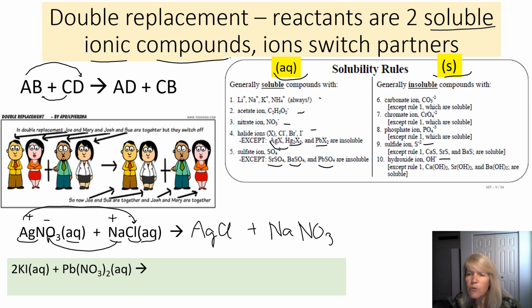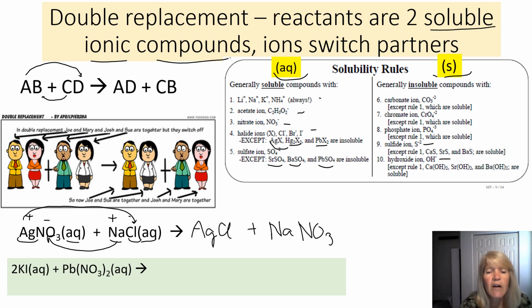So these are the rules. You don't have to memorize them. They're on your periodic table. You'll always have them to look at. But when you do a double replacement reaction, the next step is to look at your two products and figure out if they are soluble or insoluble. So let's do that with the reaction we just did.